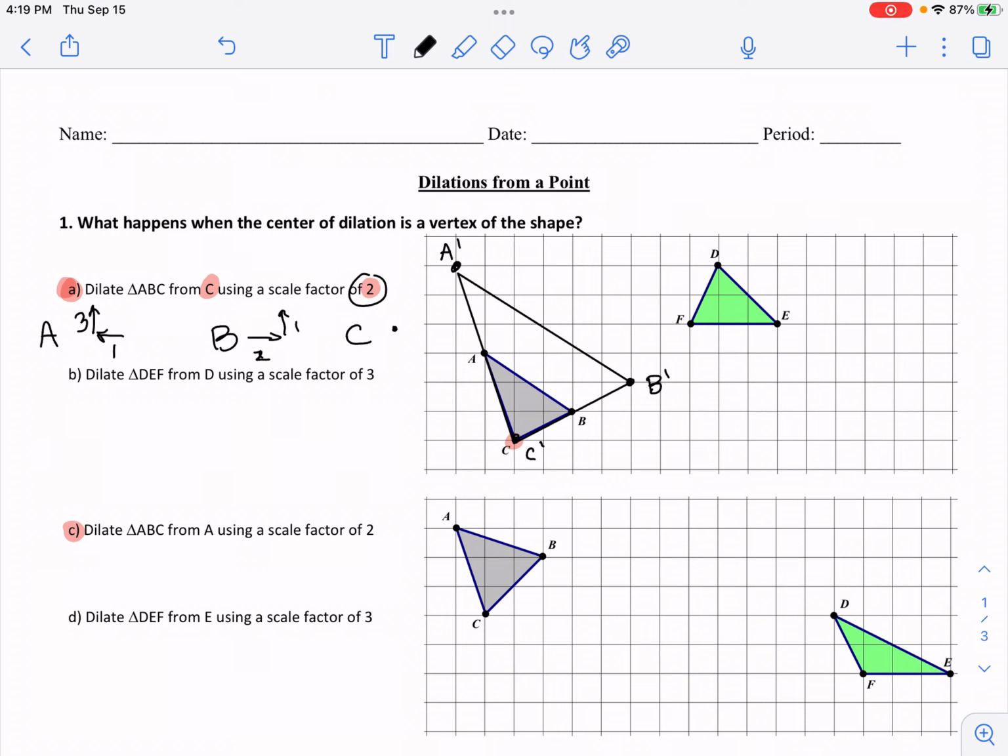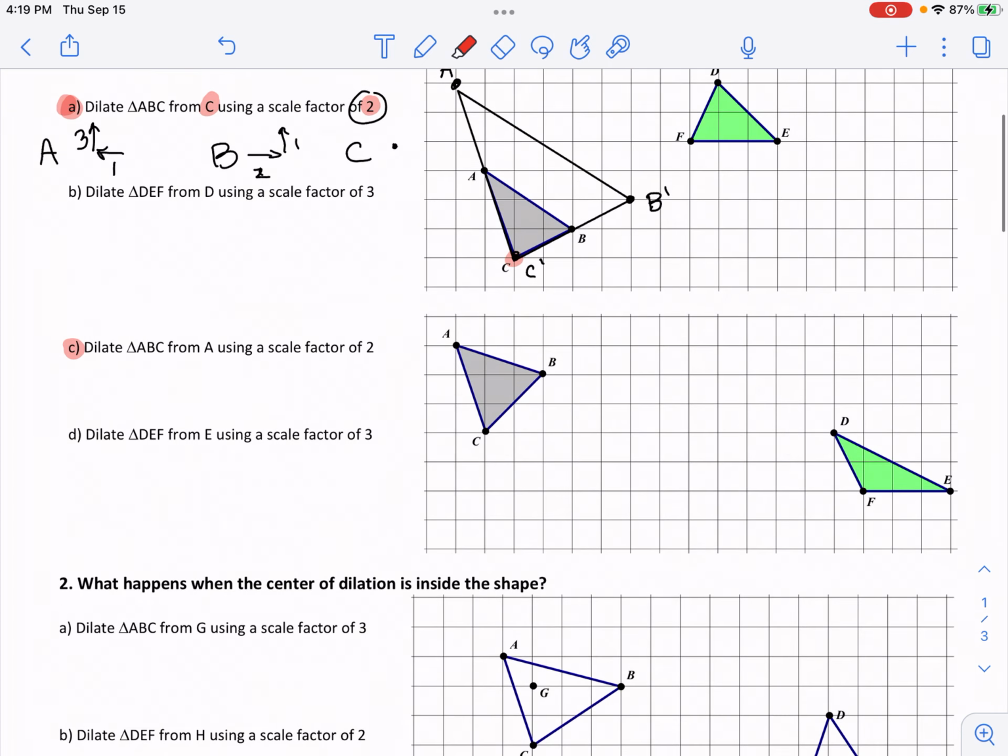I encourage you now to try your problem. At the end, you're going to dilate this triangle here from point D using a scale factor of 3. So a couple different things there. Let's move on to C. We're now going to dilate this triangle using point A, and we're still going to keep the same scale factor. Okay. And if I'm going a little bit too fast, right, pause the video.